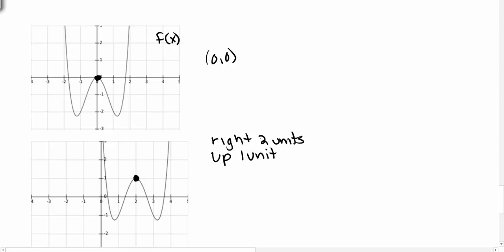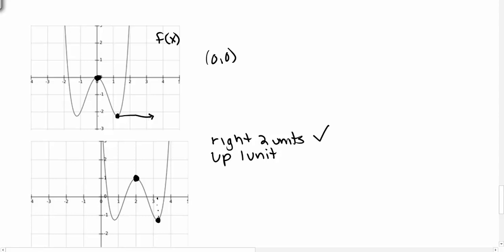Now, that doesn't necessarily tell me if it's been stretched. So I want to check a second point to see if it just moved or if maybe there's some stretching or shrinking happening as well. So I'm going to pick another point, the right bottom point, and I'm going to see if that point also moved right 2 units and up 1 unit. Before, it was a tiny tad to the right of 1. So by moving right 2 units, that would put it a tiny tad to the right of 3. Well, that checks out. And then it moved up 1 unit.